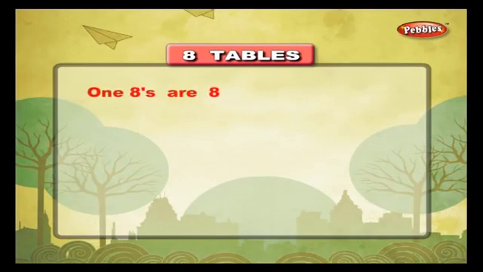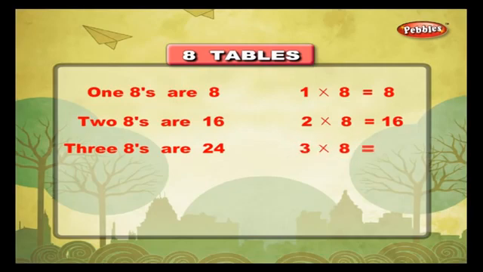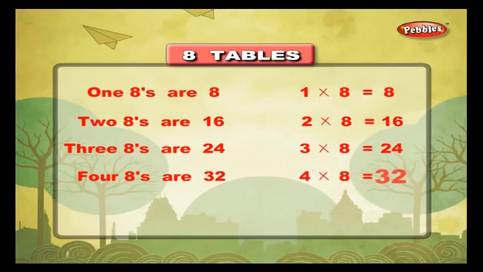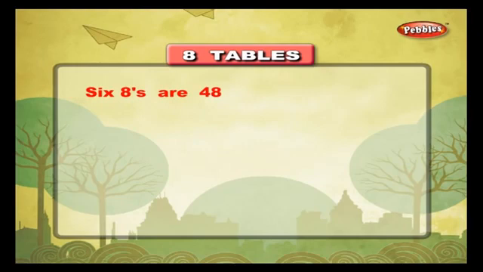1 eight is 8. 1 into 8 is equal to 8. 2 eights are 16. 2 into 8 is equal to 16. 3 eights are 24. 3 into 8 is equal to 24. 4 eights are 32. 4 into 8 is equal to 32. 5 eights are 40. 5 into 8 is equal to 40. 6 eights are 48. 6 into 8 is equal to 48.